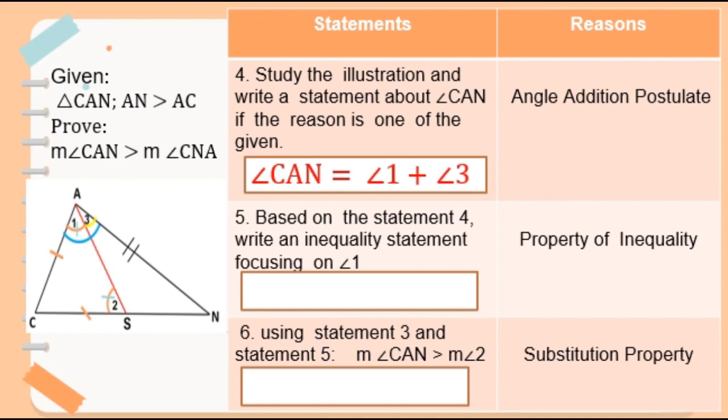Next, based on statement number 4, write an inequality statement focusing on angle 1. So angle CAN is greater than angle 1. The reason is property of inequality. Next, using statement number 3 and statement number 5, measure of angle CAN is greater than measure of angle 2. So, angle CAN is greater than angle 2. The reason is substitution property.